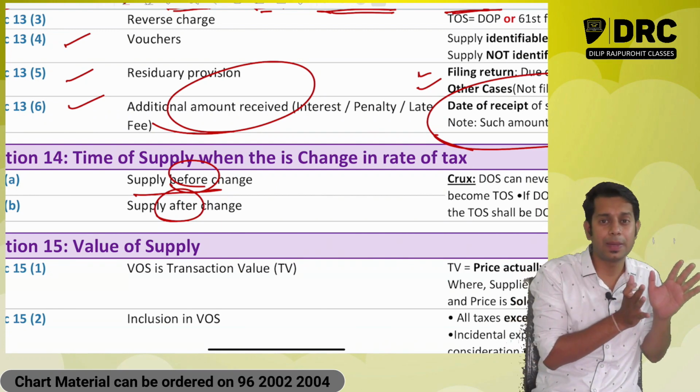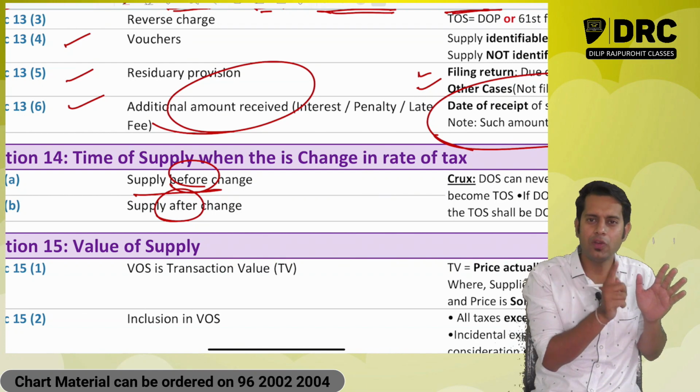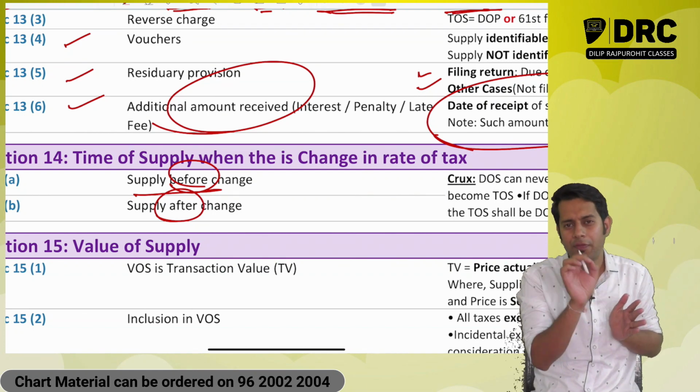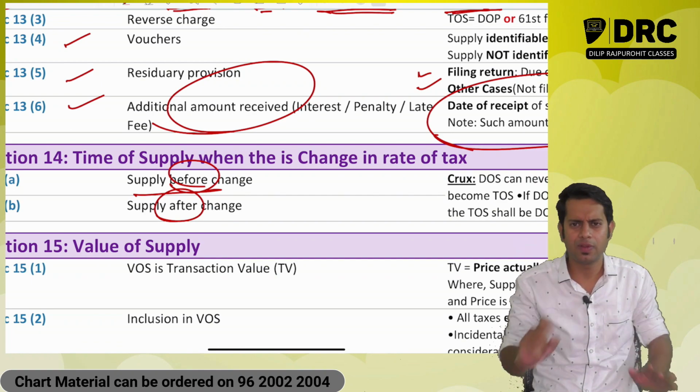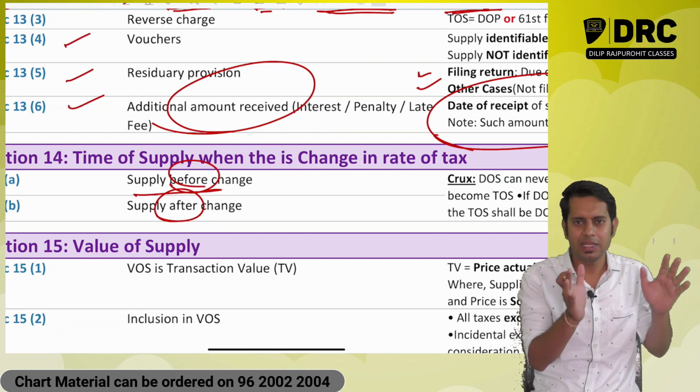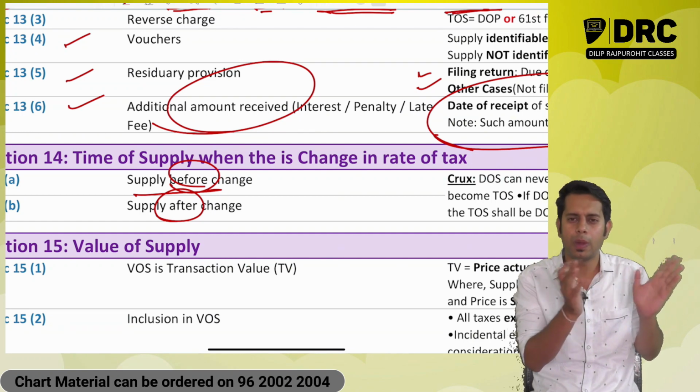Normally, whichever is with supply will become time of supply. If the date of invoice is with date of supply, then the time of supply will be date of invoice. If payment is with supply, then the time of supply will be date of payment. Sir, if both are with supply, that is if all the three are together, then date of invoice or payment whichever is earlier.